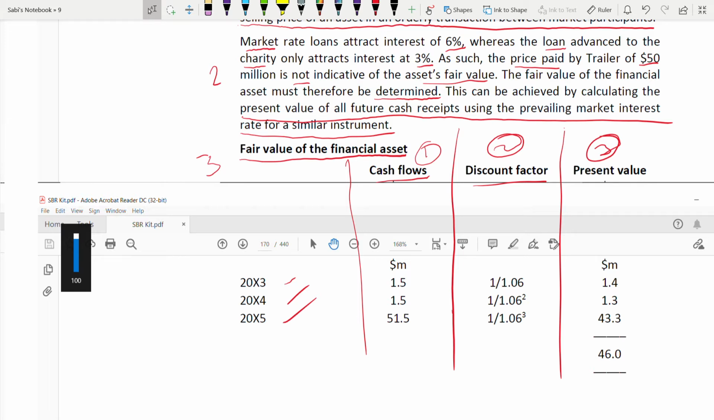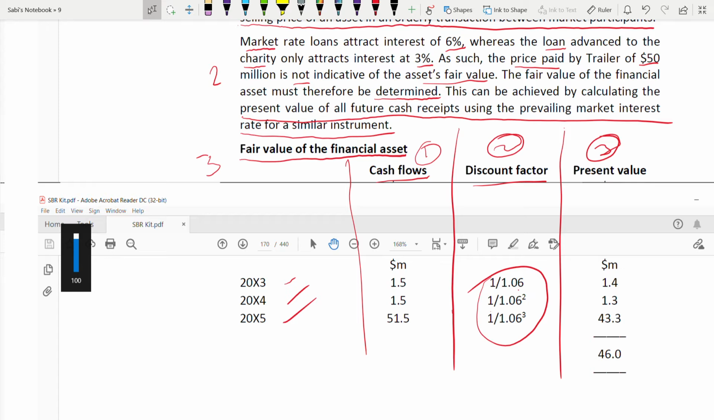You're not using 3%. That's why it is 1 divided by 1.06, 1 divided by 1.06 to the power 2, 1.06 to the power 3. This is the formula for finding the discount factor. In case you don't want to use this, you can use the table also. There's a table of discount factors, but in SBR I don't actually remember whether that table is given to you or not. In AFM it's given for sure. So even if it's not given, at least you should know how to calculate manually. You cannot rely on the table.